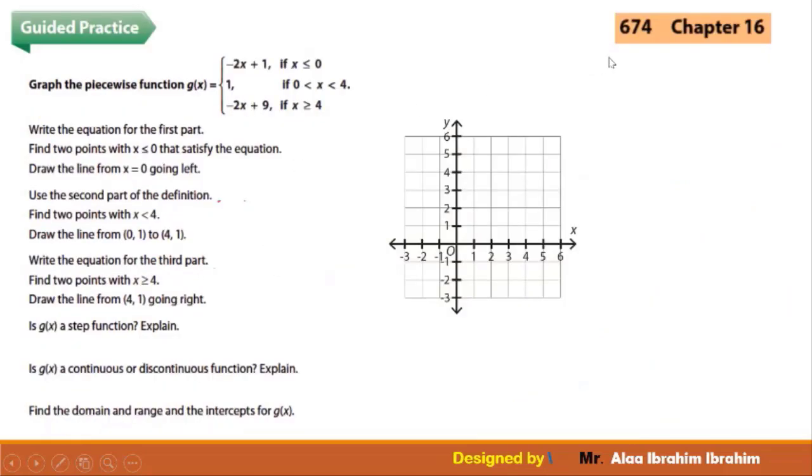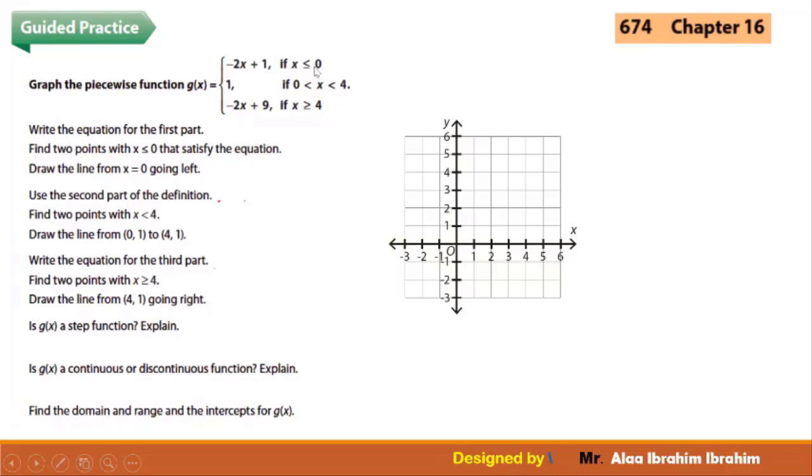This is page 674, chapter 16. Graph the piecewise function g of x, the first function, second function. Three functions here mean we're dealing with piecewise. There are three parts here: a linear function, a constant function, and another linear function. So I have to deal with these numbers. I start with these numbers always because they relate to each function.